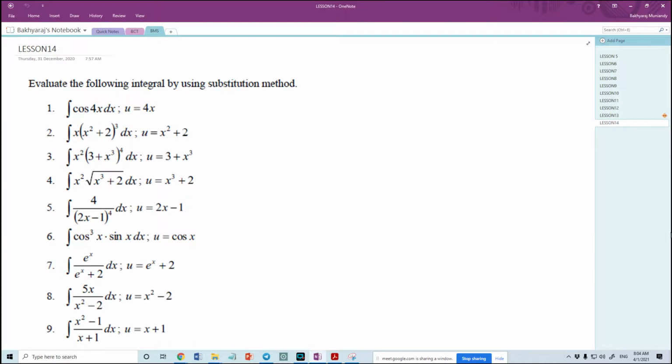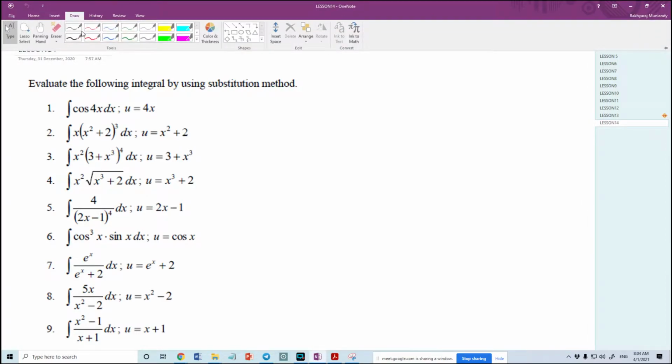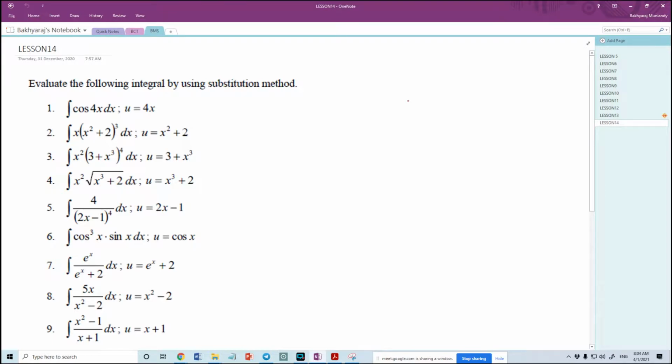So today our lesson is lesson 14, and we're going to concentrate on the substitution method. Our lesson focuses more on integration, and in integration we have certain rules to apply. The first rule that I'm going to teach you is the substitution method. We want to study three rules. One is the substitution method.